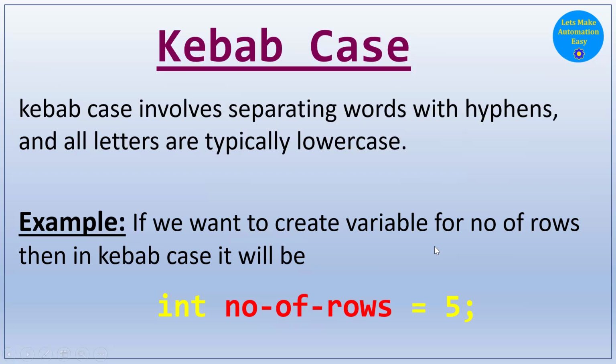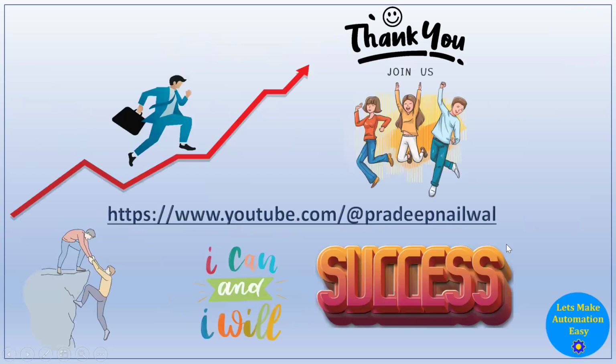Now we'll come to the last case, called kebab case. Kebab case involves separating words with hyphens, and all letters are typically lowercase. It is similar to snake case, the only difference is that the separator is a hyphen, not an underscore. In the example, number of rows would be number, hyphen, of, hyphen, rows. Now I hope you understand the difference between different programming naming cases, and how important it is.